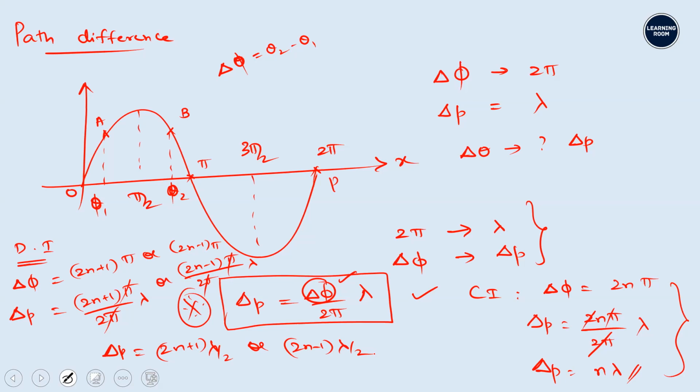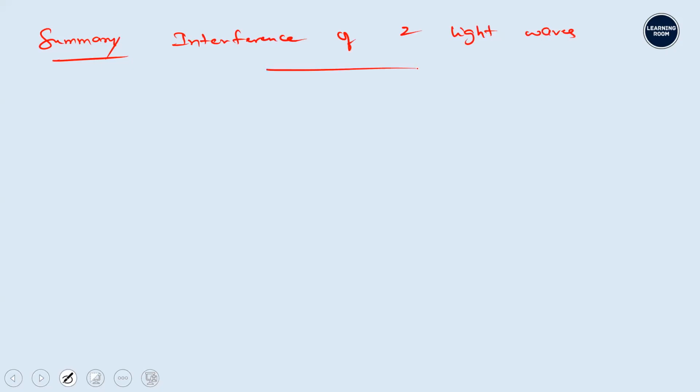Right? So let's proceed. Now, the summary is going to be, when you talk about interference of two light waves, then for constructive interference, the phase difference is supposed to be 2n pi, where n belongs to z, and the corresponding path difference is supposed to be n times lambda, and here also n belongs to z.